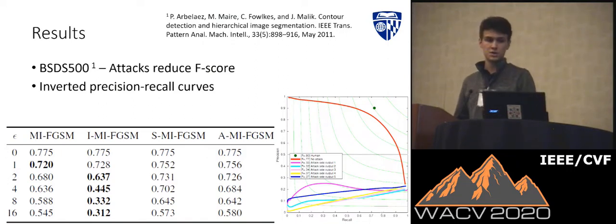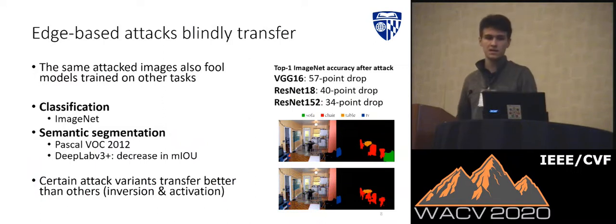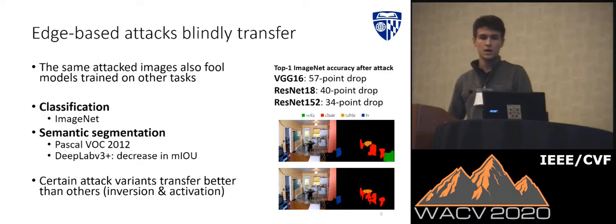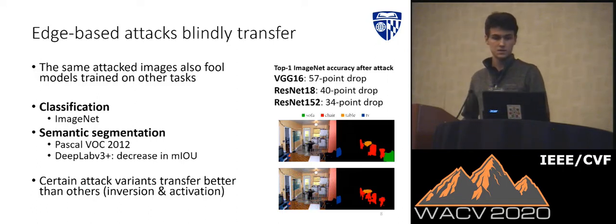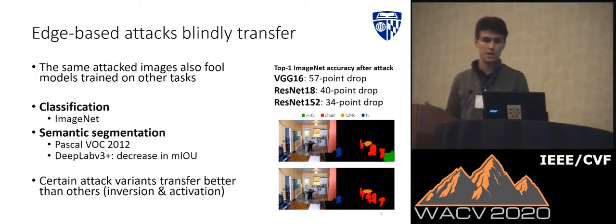Moreover, the precision recall curves of HED are inverted, suggesting that the model is producing incorrect outputs. The more important consequence of this work is that these attacks blindly transfer to other tasks. In particular, ImageNet classification models like VGG16 and ResNet architectures suffer large drops in accuracy on these attack images. Furthermore, the DeepLab V3 Plus model suffers a drop in mIoU.